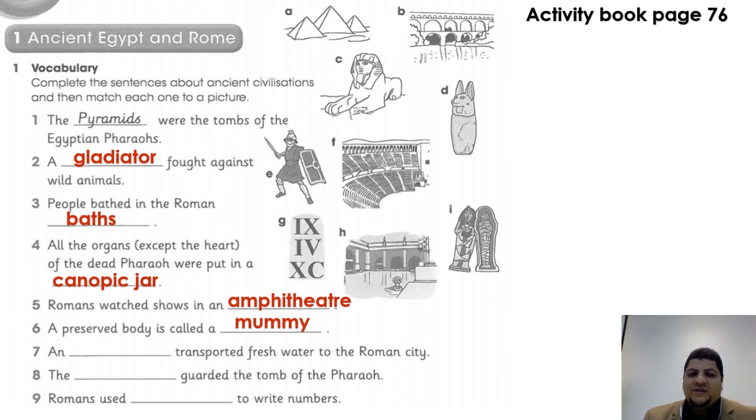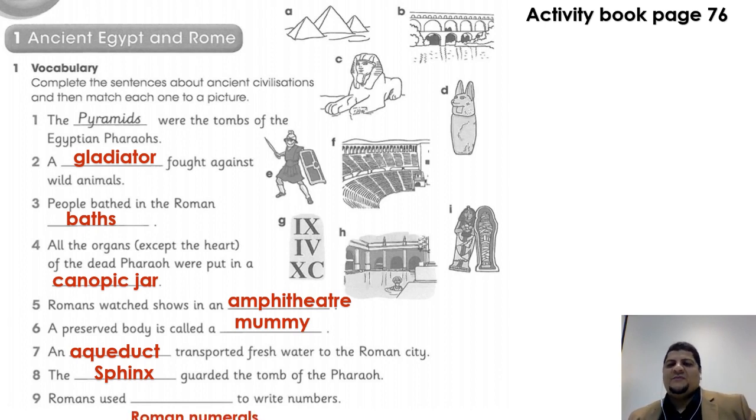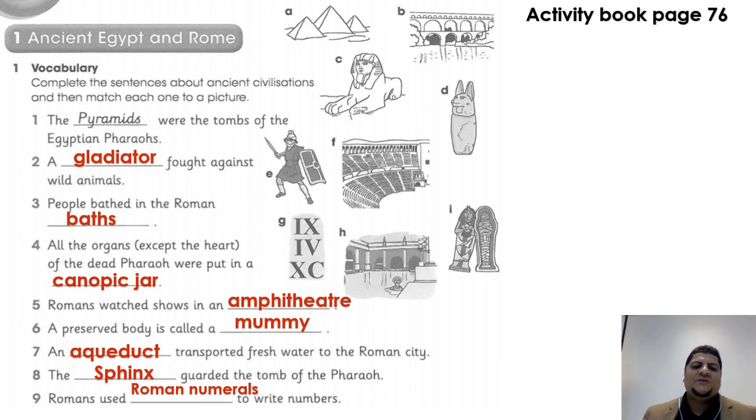Transported the fresh water to the Roman city. What is that? An aqueduct. Okay, so what guarded the tomb of the pharaoh? Yes, the Sphinx. And the Roman used what for write numbers? They used the Roman numerals for writing numbers. Okay, so now let's go.